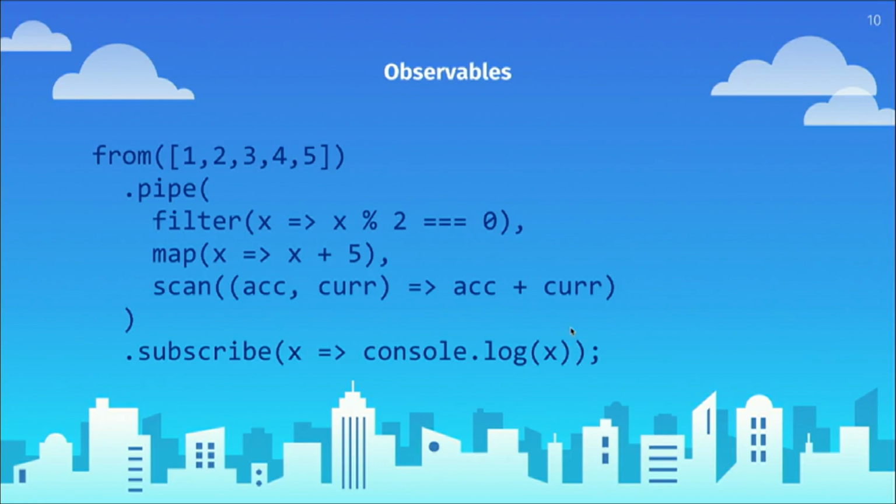It is also pushing data to us, but unlike the promises and the arrays, it doesn't actually do any of this functionality up here that's in the from or the pipe until we hit subscribe. Subscribe is what activates all that chain to do. So it just sits there dormant until you actually subscribe to it.